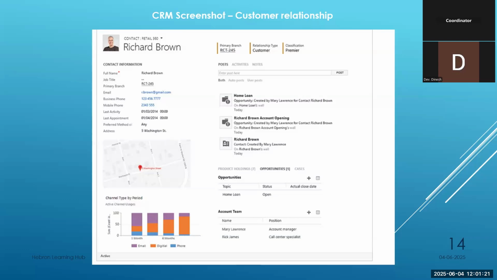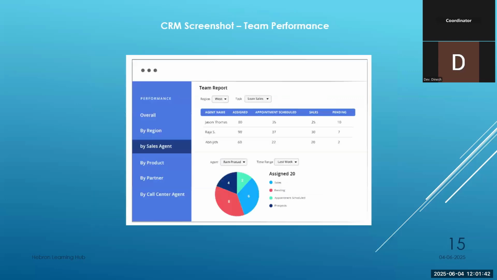CRM system will also have a record of the customer complaints and issues so that if there is a complaint or issue, you can immediately sort it out for the customer. You need to intervene and solve it for the customer, right? That is a very important service. So this is how some screens look.